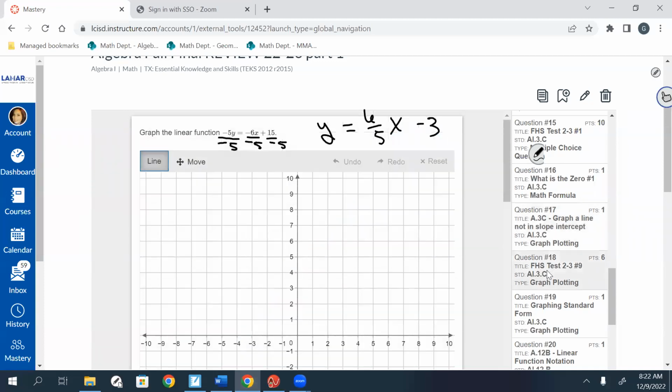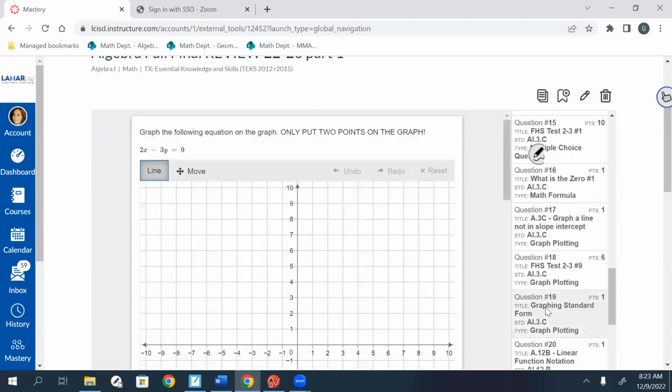All right, so this one is another one like that. Now graphing from standard form. I'll help you set up this equation to make it y equals, and then you'll graph from there. This one's a little bit different. Our 2x is on the same side as the y, so I need to move it to the other side. I'm going to subtract 2x from both sides.